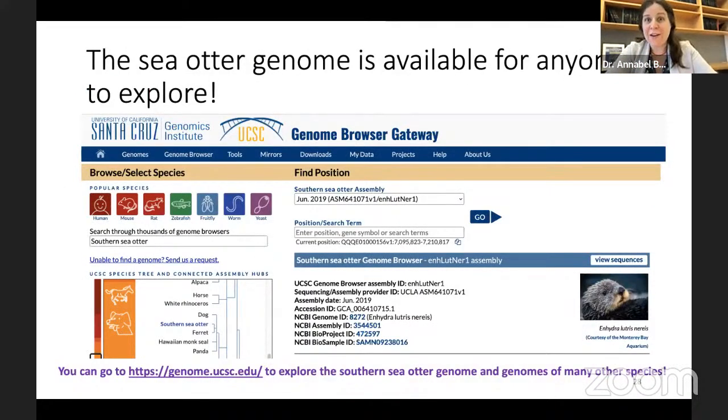After all that work, the Sea Otter genome is actually available for anyone to explore. You can go on the UC Santa Cruz genome browser, where they host genomes of so many different species, everything from zebrafish to rhinos to dogs to the southern sea otter, and actually click around and explore the genome yourself. So that's a resource that's there for everyone.